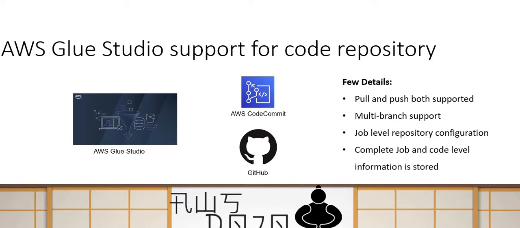First, through this integration, Glue Studio supports both pull and push with both repositories. That means you can create a Glue job in the studio, and then you can push that to the code repository. And if someone has modified the job and you want to pull it back to your own studio environment, you can do that as well. It supports multiple branches. So within one repository, if you want to move your code from one branch to another, you can do that.